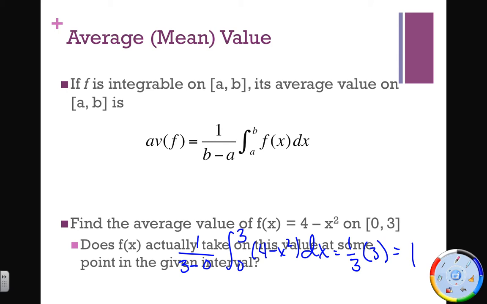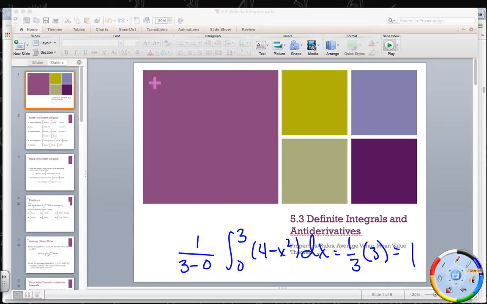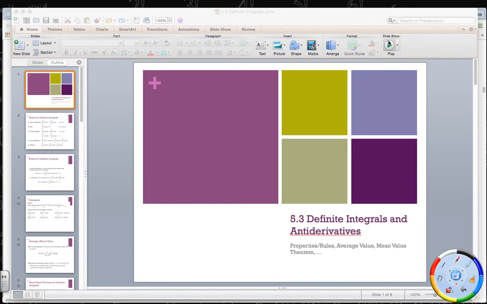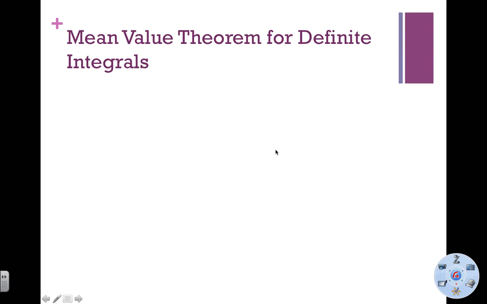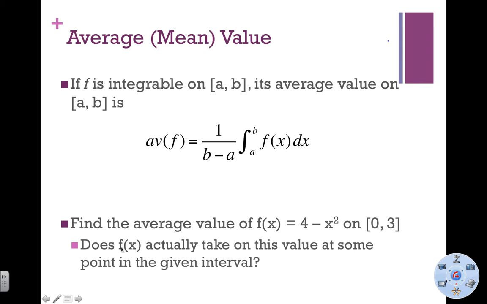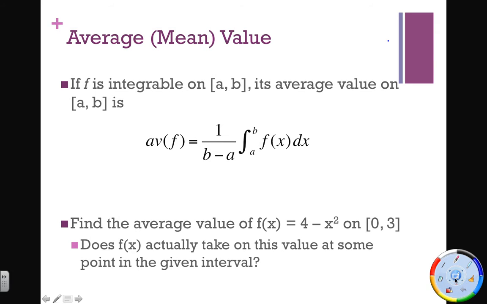And the next question that's going to be asked on here is, oops, come on, come back. Okay, sorry about that. The question to be asked in here, does f of x actually take on this value at some point in the given interval? So I want to know, will 4 minus x squared ever become 1? I don't know. Let's see. So 4 minus x squared, does that ever equal 1?